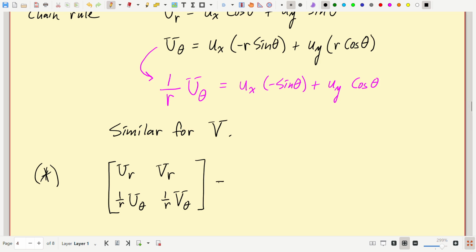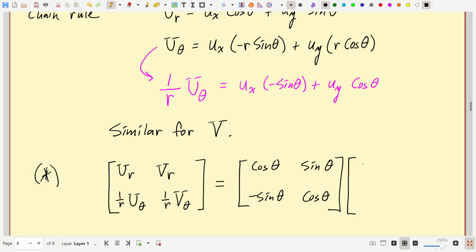You write that out and you get a matrix equation. Cosine theta, sine theta, and minus sine theta, cosine theta, times du/dx, du/dy, dv/dx, dv/dy.